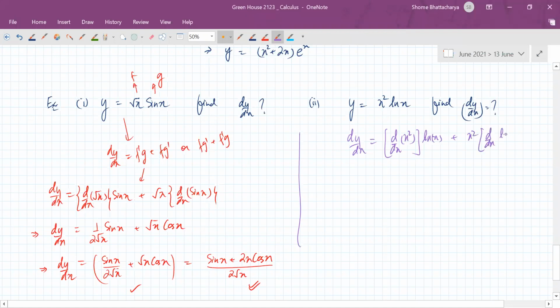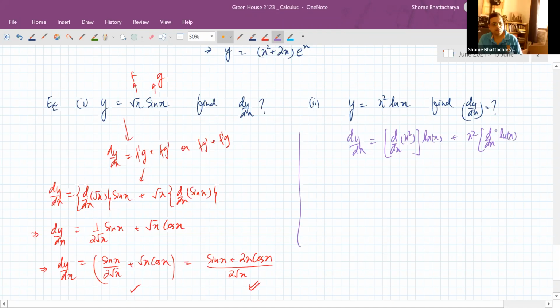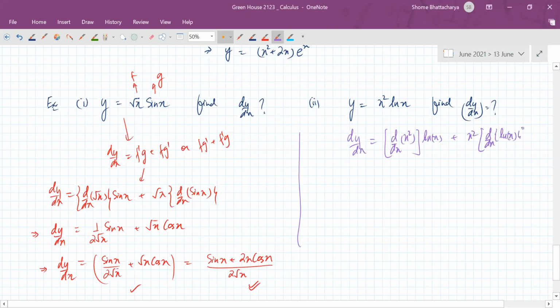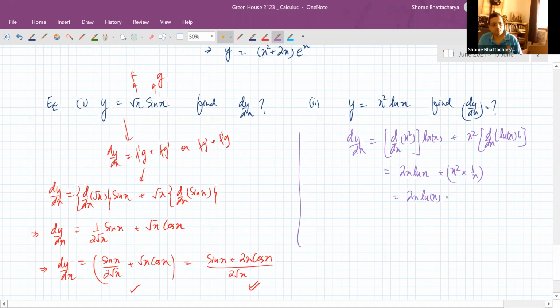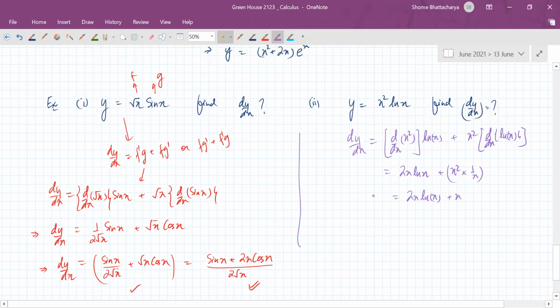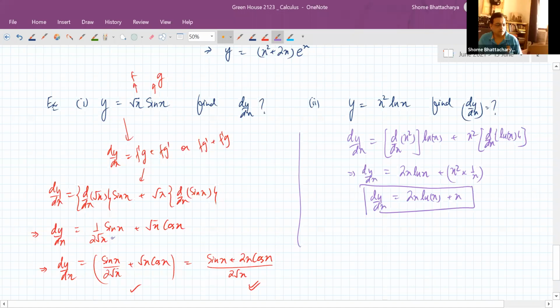Sir, I had a doubt in the previous question. Which one did you tell me? Sir, in the second step, in the first step after we split it, how is it half and 2 is multiplied by root x? I'll explain. Okay, sir, sorry, sir, I understood. This step now? Sir, I understood. Okay.